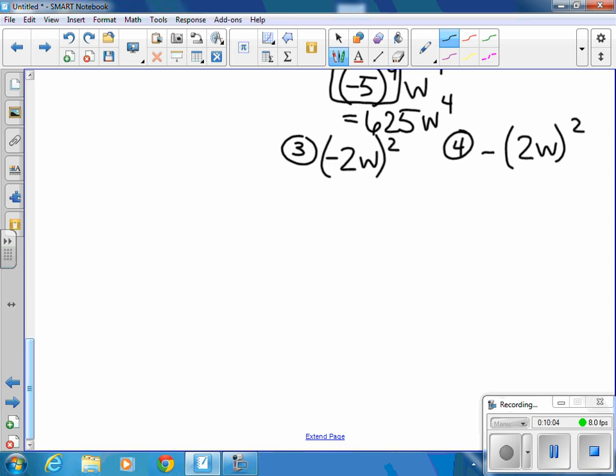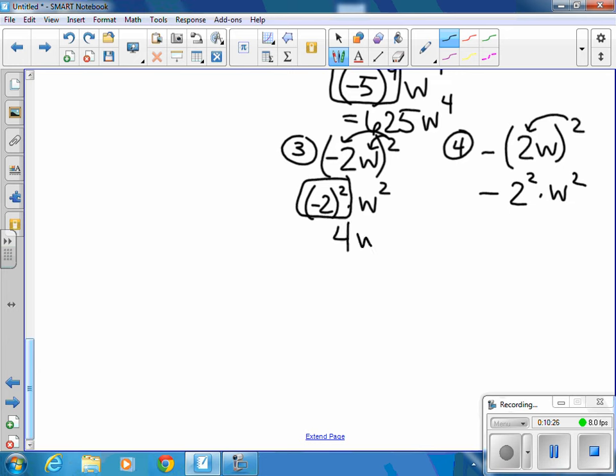The 2 that's on the outside of this parentheses goes to the -2 and to the w. So it's parentheses -2 squared times w squared. Over here, though, this 2 goes just to the 2. So it's 2 squared times w squared, and then you drop the negative down. Right? So now over here, when I'm evaluating my coefficient, -2 in parentheses squared becomes +4w squared. So that's my official answer on this one.